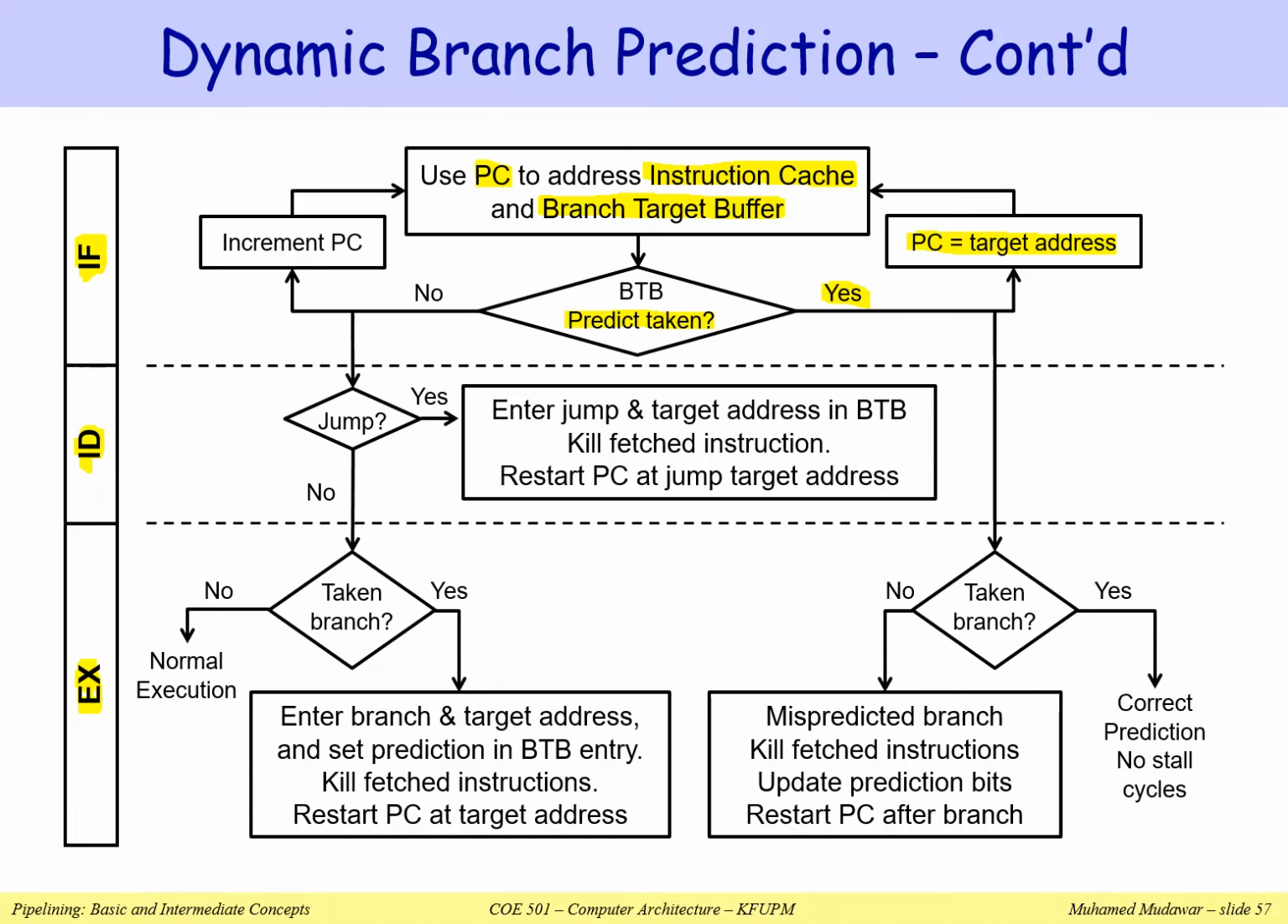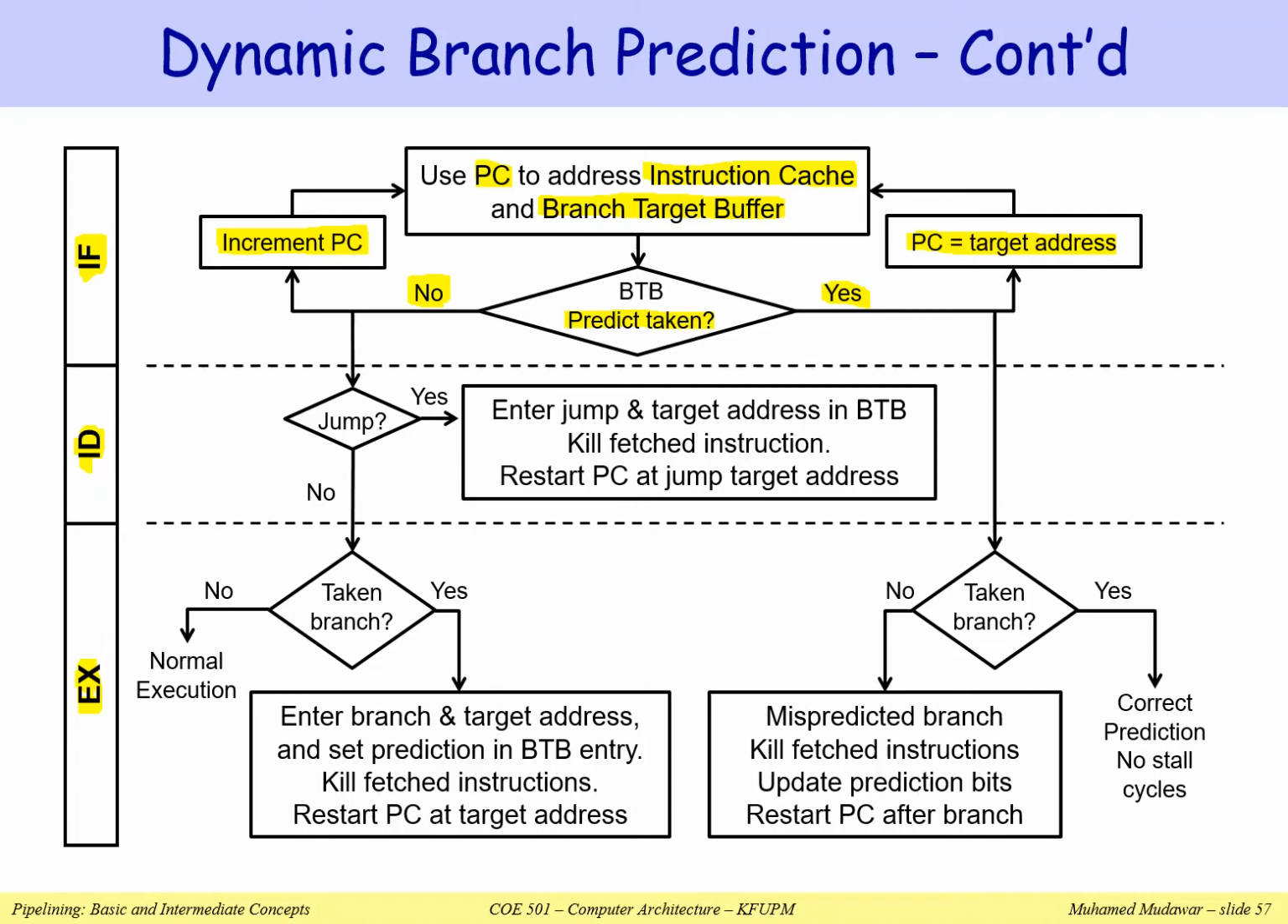This can be the case if you have a jump instruction, which is predicted to be always taken. And it can also happen in the case of a branch instruction, which is predicted to be taken. Now, you can also have the situation in which there is no entry in the branch target buffer for this PC address. Either the entry does not exist, or there is an entry, but it says that the branch is predicted to be not taken. In this case, we simply increment the PC and we fetch the instruction at the next address. So this is what is really happening in the first stage of the pipeline.